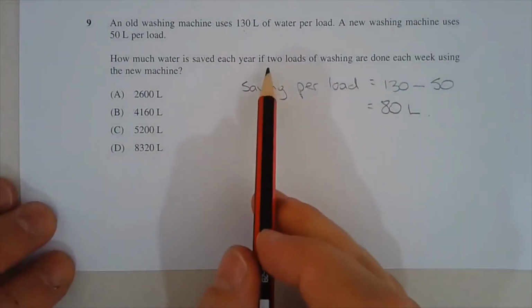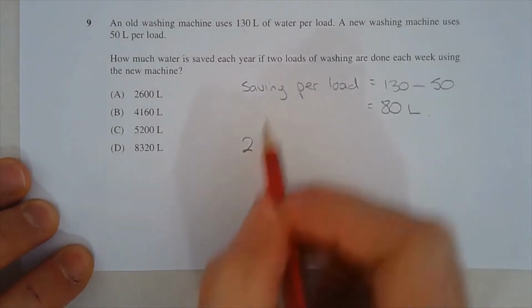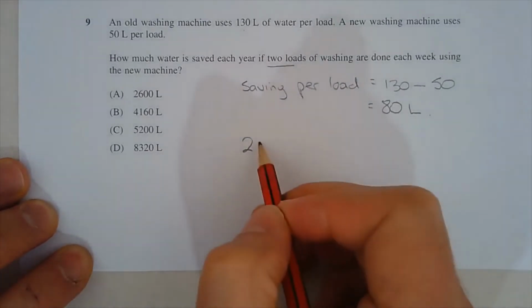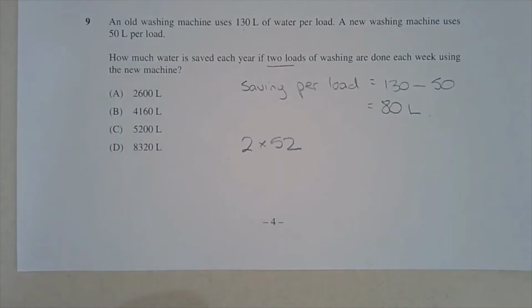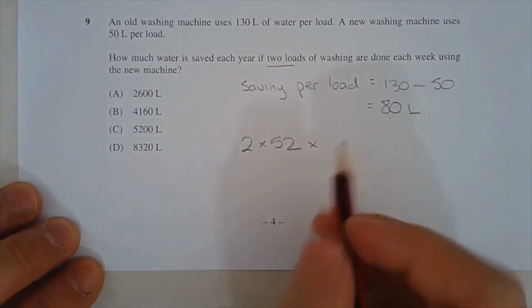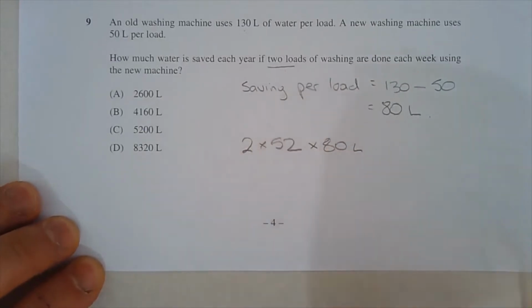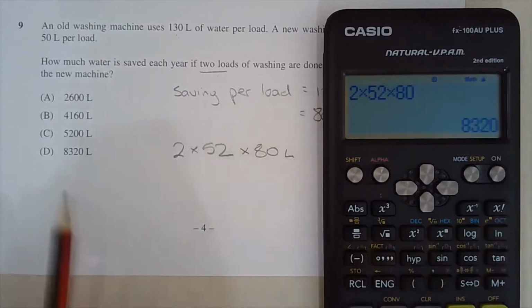Now, each week there are 2 loads of washing, so let's see how many loads of washing we're doing a week. So there's 2 loads of washing per week. There are 52 weeks in a year, so we'll just keep it nice and simple, not 52.18. And each load we're going to save 80 litres of water. So let's multiply all those together and see what we get. 2 times 52 times 80 litres, and we get 8,320 litres. Option D.